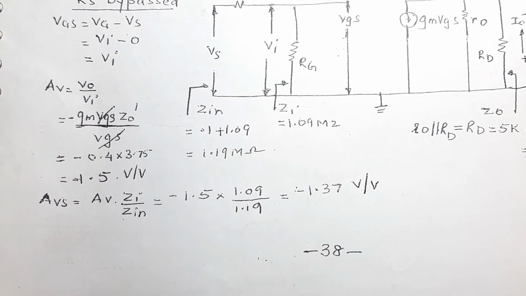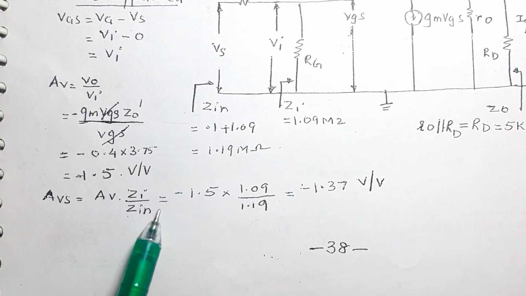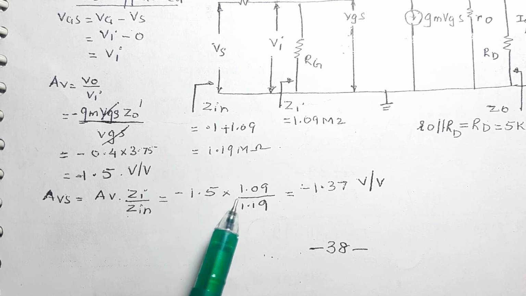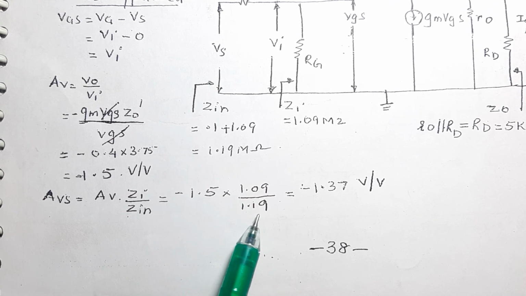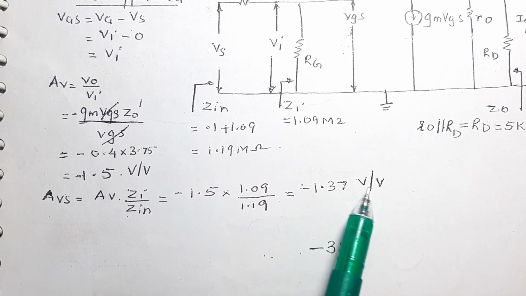Now your AVS is calculated as AV into Zi by Zin, which is equal to minus of 1.5 into 1.09 upon 1.19, which is equal to minus 1.37 volts per volt. So this will simply be cancelled out.